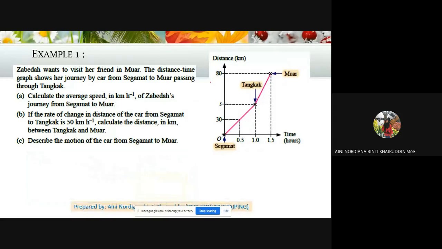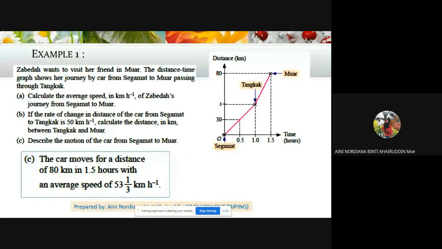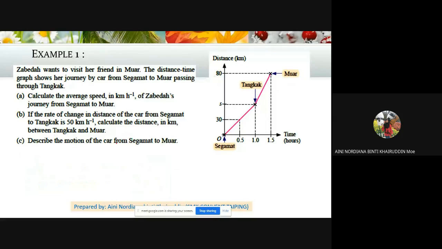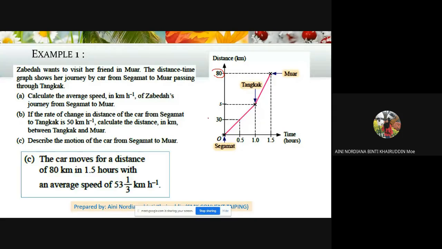So kena tolak lah. Okay, Tangkak tu Muar, 80 minus dengan ni tadi. Kat sini. 80 minus 50 equals to 30 km. Kenapa dia keluar C dulu? So ni untuk B.